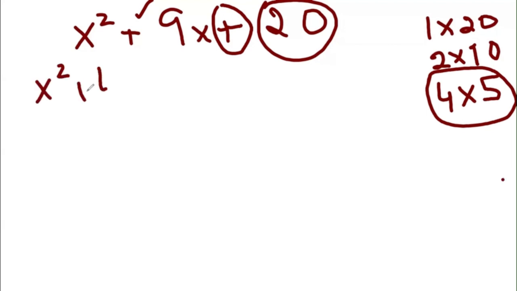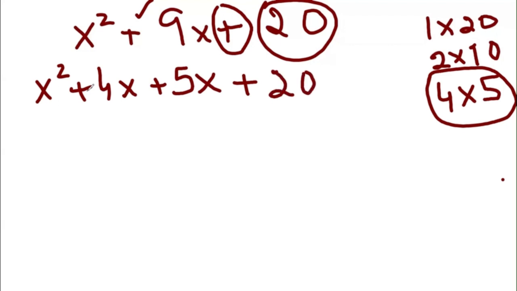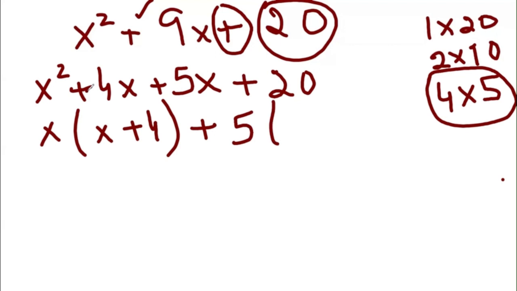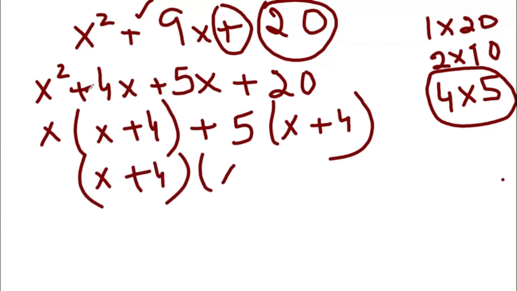X squared plus 4x plus 5x plus 20. X is a common factor here. X plus 4 is left in the bracket. Now take a common factor from the last two terms. 5 is common. X plus 4 is left in the bracket. So x plus 4, x plus 5.